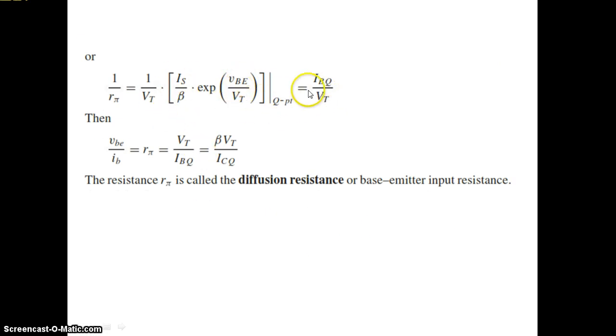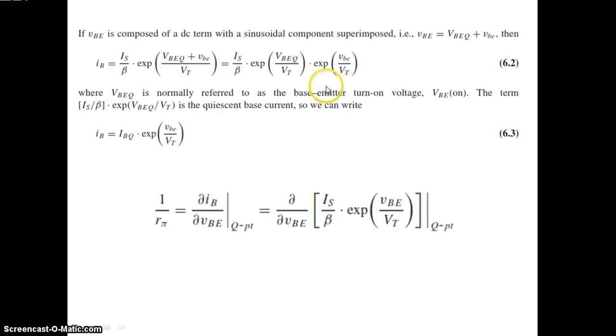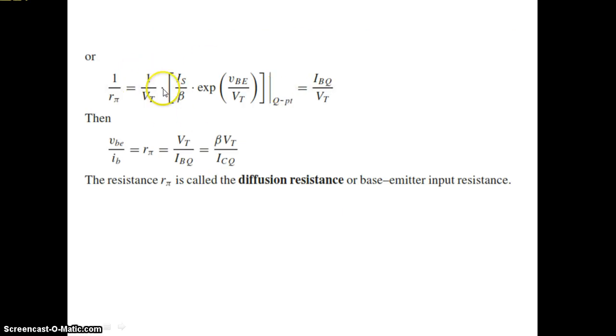So all these terms can be replaced with IBQ. So this term is equal to IBQ. So you can replace all these with IBQ, IBQ by VT. So R pi equal to VT by IBQ.